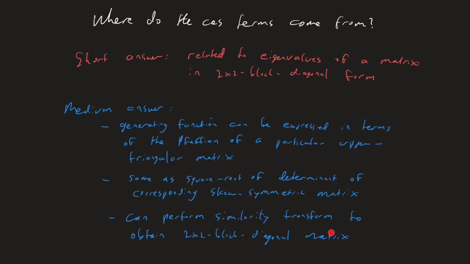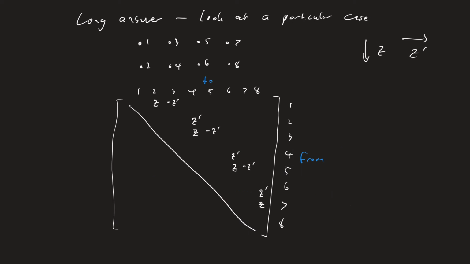block diagonal matrix. Therefore, the determinant of the whole matrix is given by the product of these 2x2 block diagonal forms, and that's where the cos terms come from, the eigenvalues of these 2x2 block diagonal matrices. Let's now go through a proof of that remarkable formula. We will do it starting off looking at a particular case.